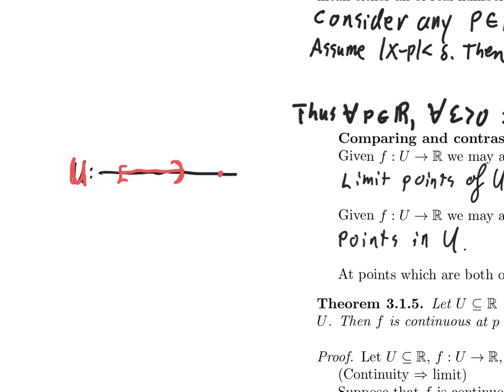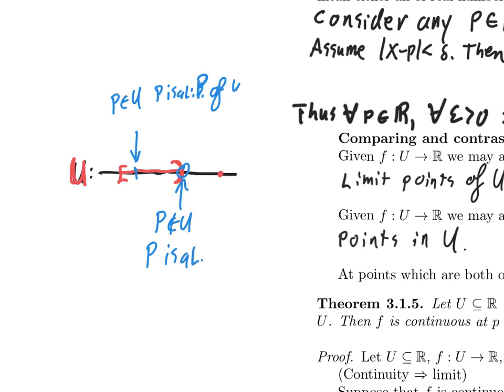Well, then you see a few things. This point, say right here, this point is in U, and this point is a limit point of U. This point right here is not in U, but p is a limit point of U. This isolated point over here is in U, but it is not a limit point.